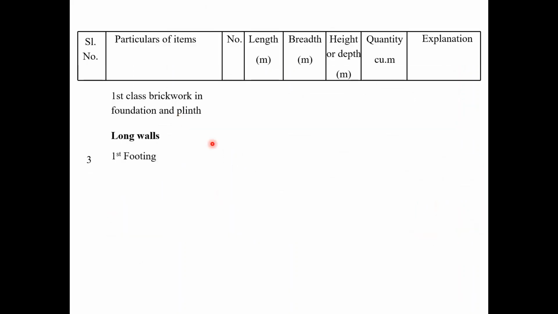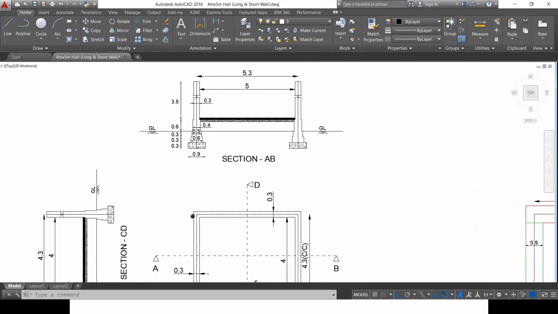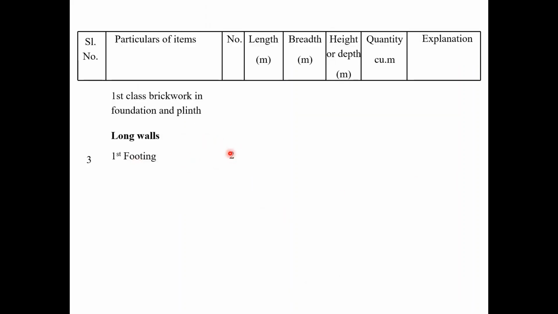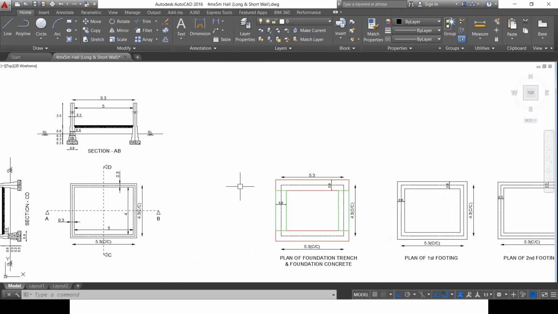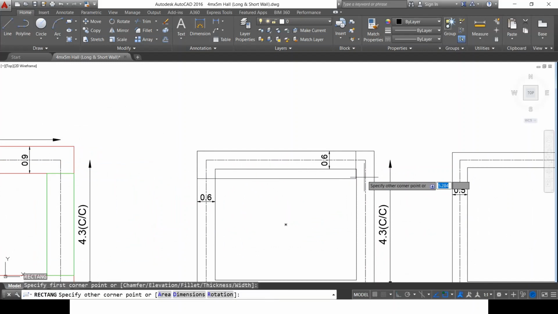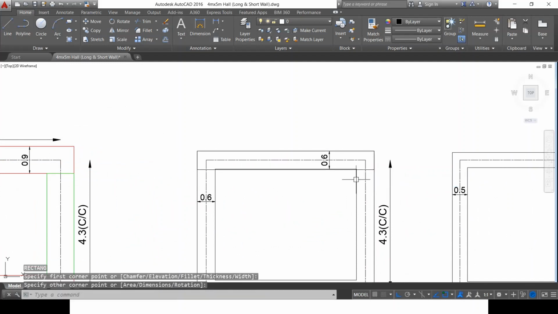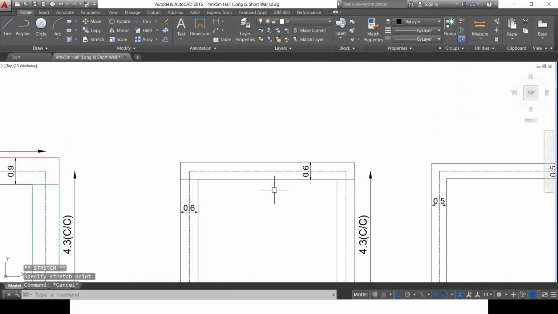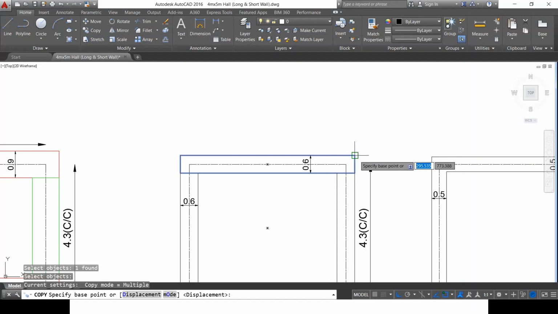So let us start with the long wall first. Under long wall, the first footing, let's see how many numbers there are. There are two long walls, and for both the long walls we have provided the first course of footing, right? So hence I have entered the number as 2. The length is 5.9 meters. How did I arrive at 5.9 meter? Again I'm going to use the same thing. So this is the length of the first course of footing which I have to lay.